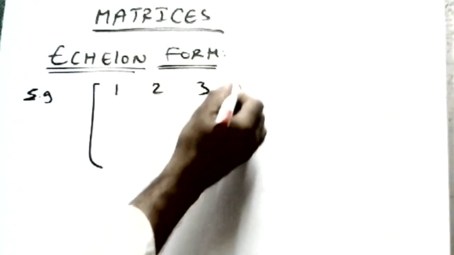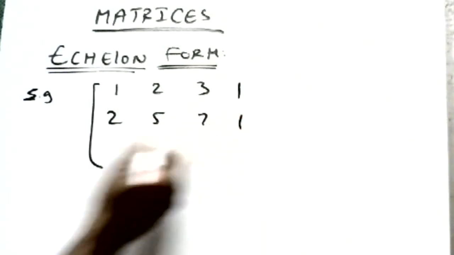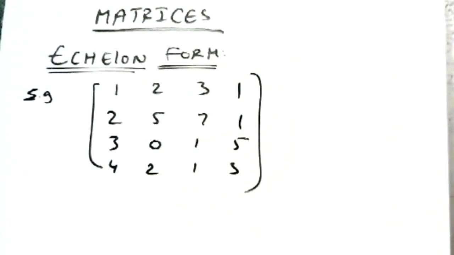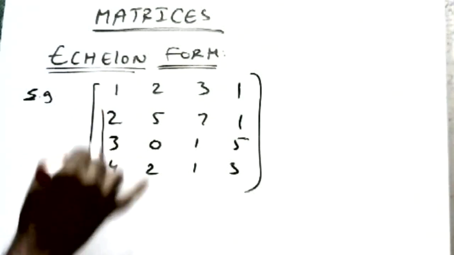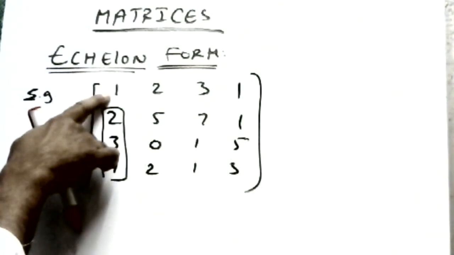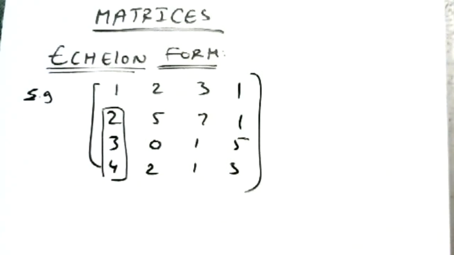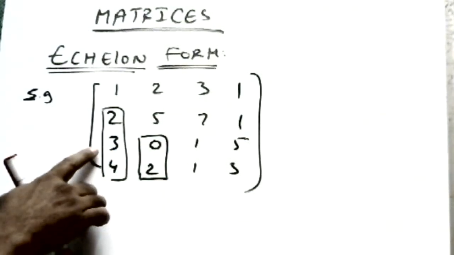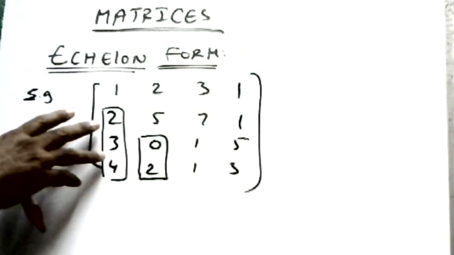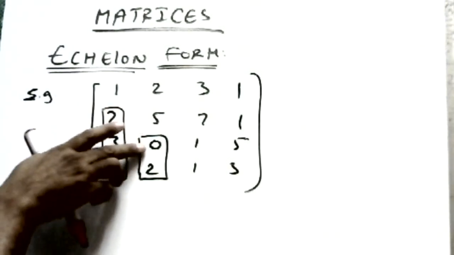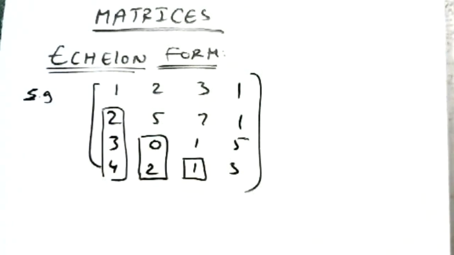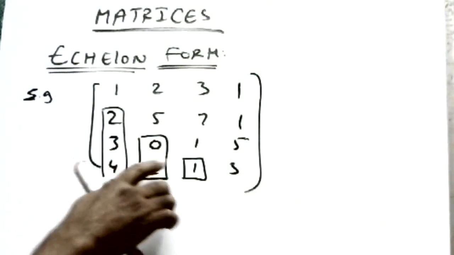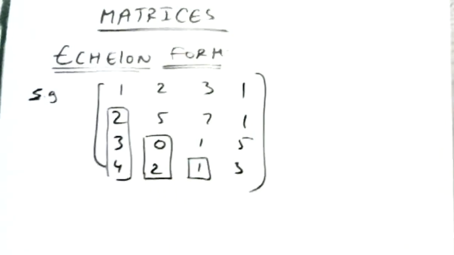Let us suppose, for example, we have a 4x4 matrix, with rows 1, 2, 3, 1, then 2, 5, and some numbers, 3, 0, 1, 5, 4, 2, 1, 3. Now, what is the concept here? In the first step, we have to make all of these zero, excluding the first number, so this 3 must become 0. In the next step, we must make these two values 0 by using row transformations. And the next one, we must make this 1 zero. So make these three zeros in the first step, the second step make these two zeros, and in the third step make this one zero.